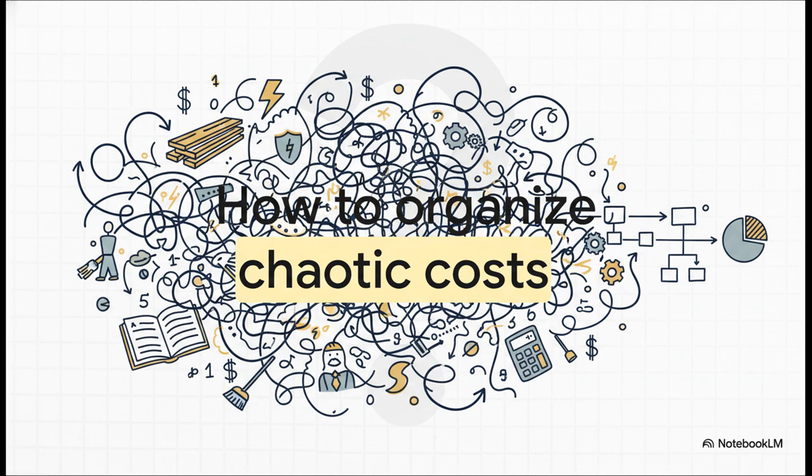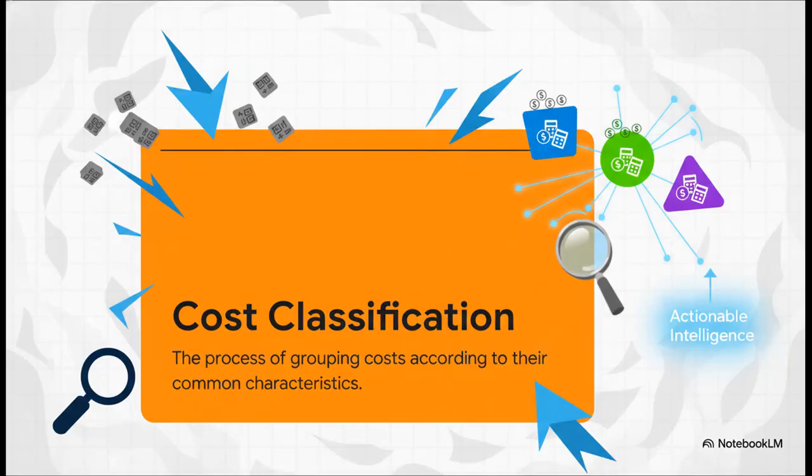So the real question I have for you is, how does management make sense of thousands of random, chaotic business costs? Because let's face it, if you're just staring at a giant list of numbers, you literally cannot make a single strategic decision. You desperately need a system to organize all that chaos. Okay, let's dive into this.